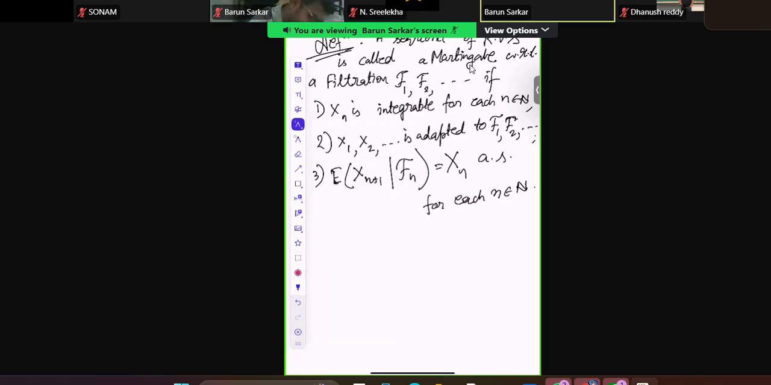So what is a martingale? This is the definition of the martingale. A martingale you define always with respect to a filtration F1, F2. What is the third term? The conditional expectation of Xn plus 1 with respect to the sigma algebra Fn. That's what we have done. We have spent so much time on conditional expectation because it has huge applications here.